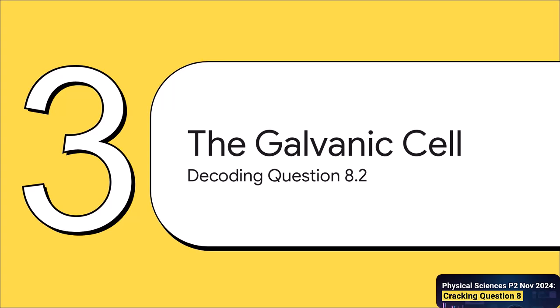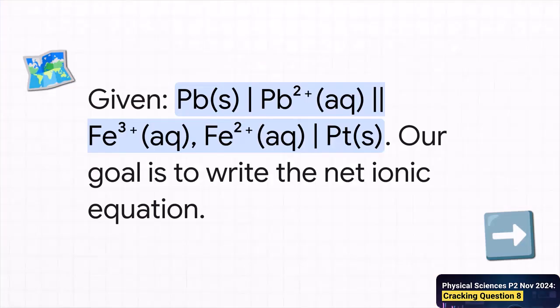Okay, time to switch gears completely for the second half of the problem, question 8.2. We're moving away from simple reactions in a beaker and stepping into the world of a galvanic cell. You might also know it as a voltaic cell. So the question gives us this line of symbols here. This is called cell notation, and you can think of it as a super condensed blueprint for the entire galvanic cell. Our first job is to take this blueprint and translate it into a full, balanced net ionic equation.